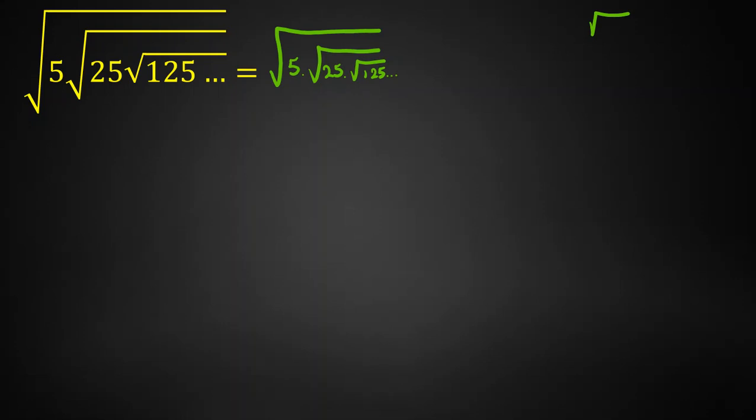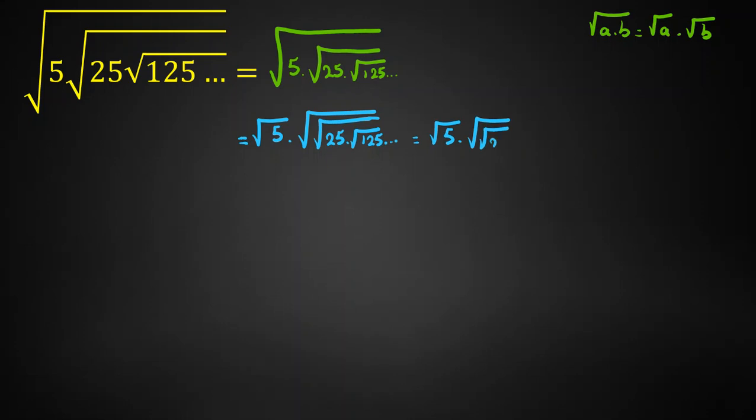And we know that the square root of a times b, if a and b are positive, is equal to square root of a times square root of b. So in the next step, we can say it is equal to square root of 5 times square root of 25 times square root of 125 and so on.